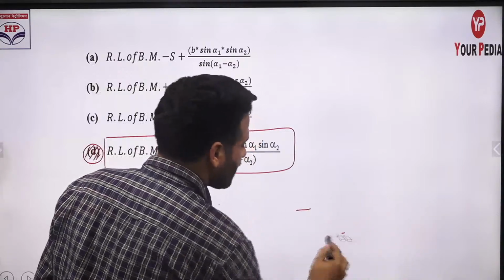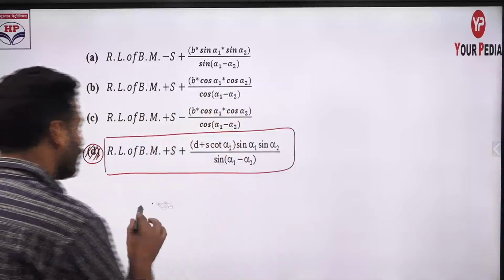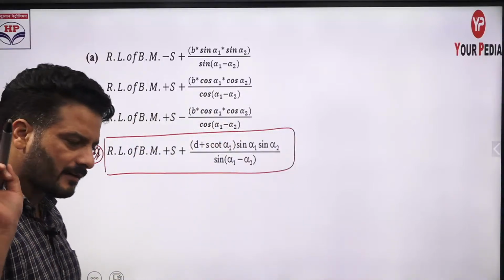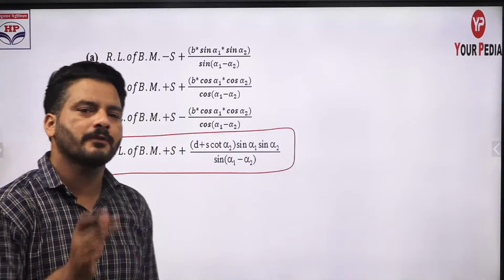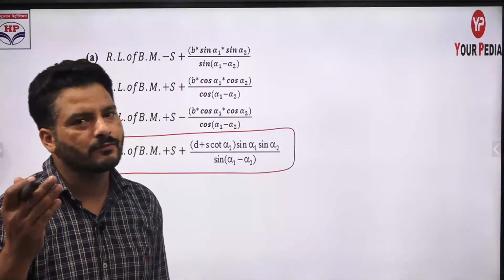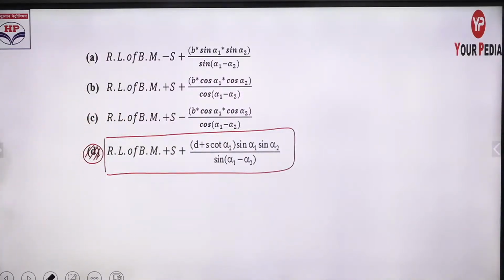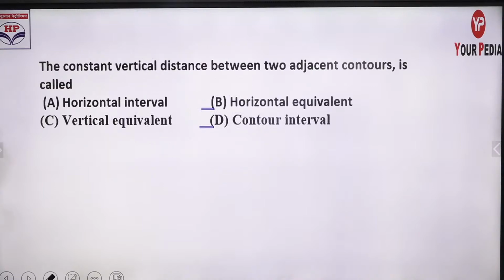So now you can think yourself, guys, what type of questions there are. Some questions definitely will disturb you in the exam. If you did the derivation of a few things, definitely you have a certain edge over other people. Okay, so is it okay? I think this is okay. So let's proceed further. Next question: the constant vertical distance between two adjacent contours is called.